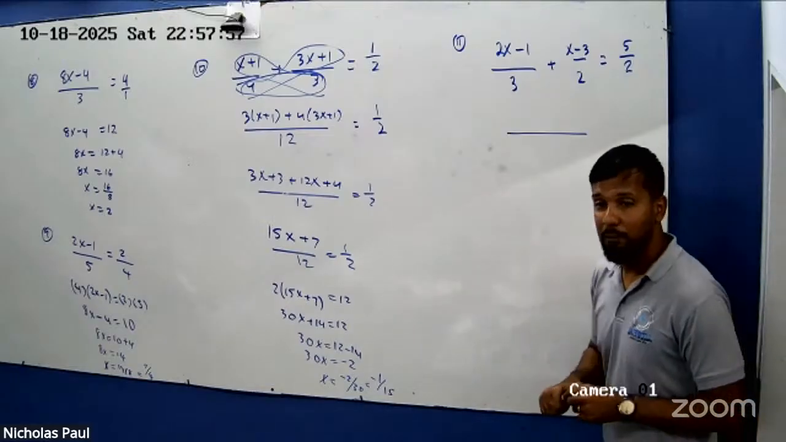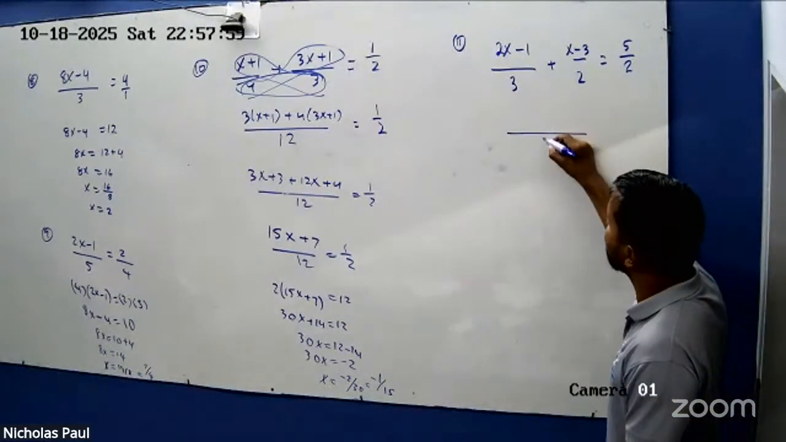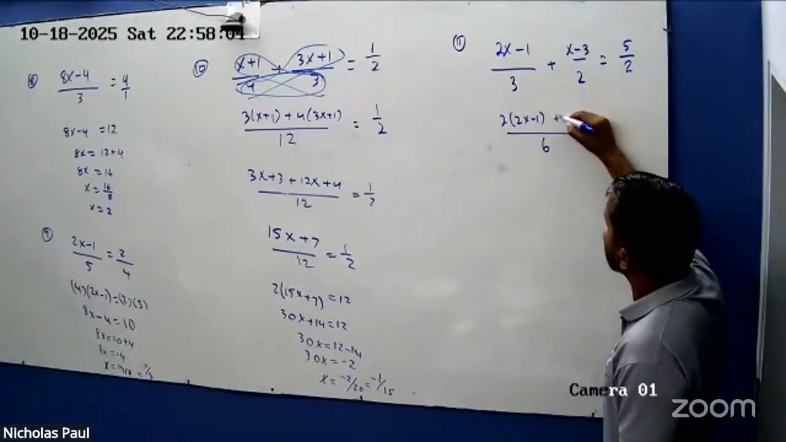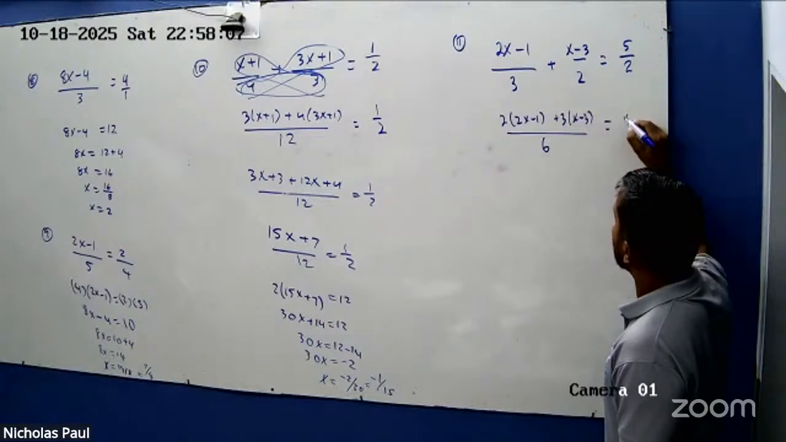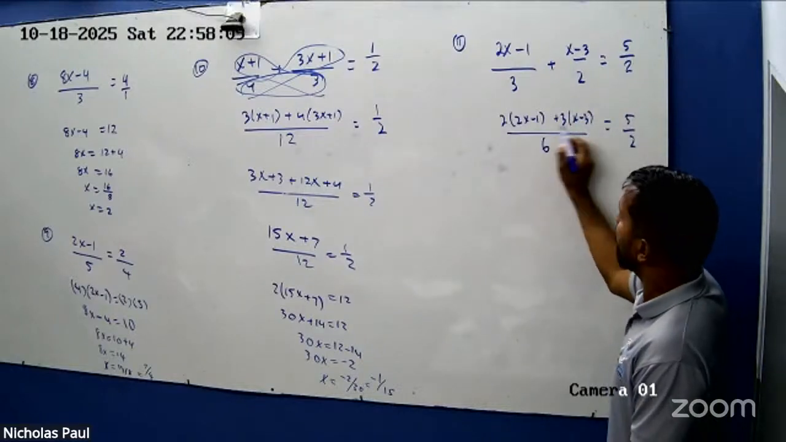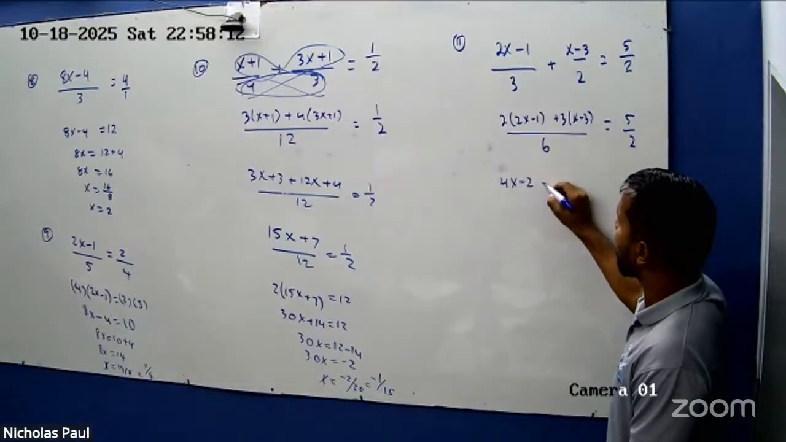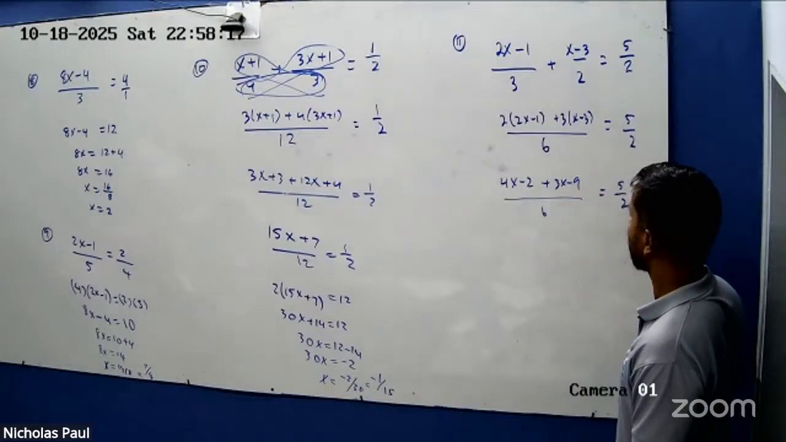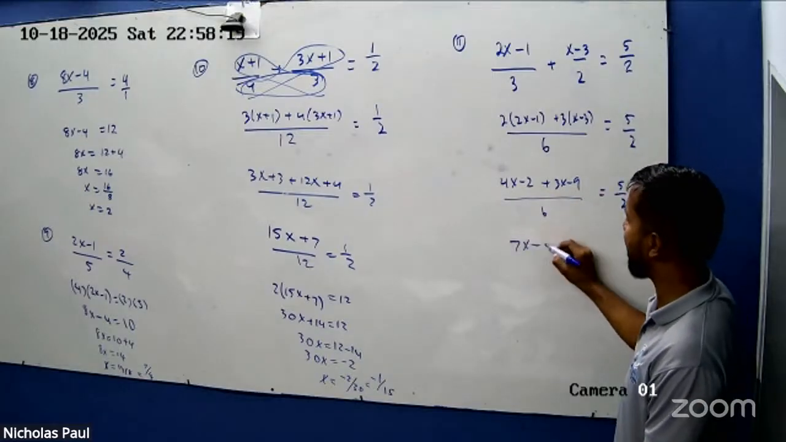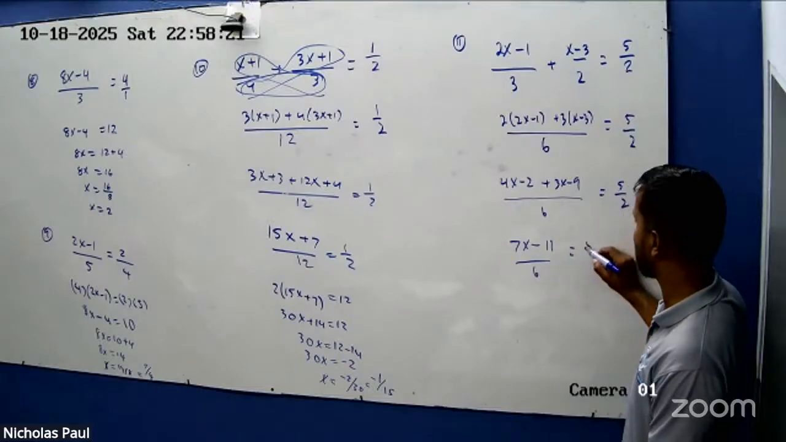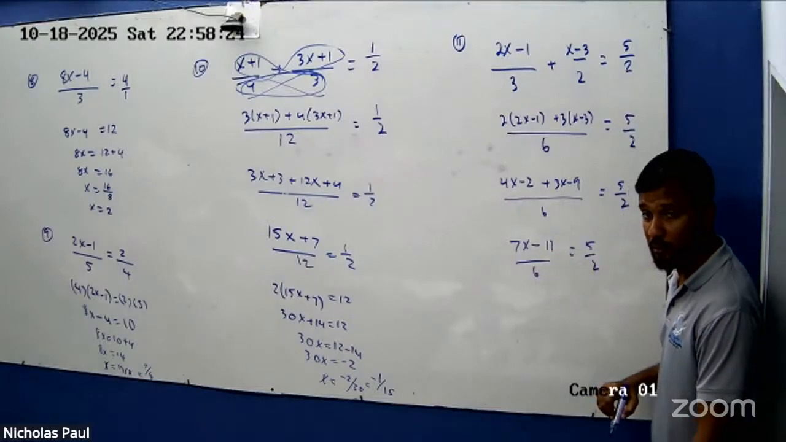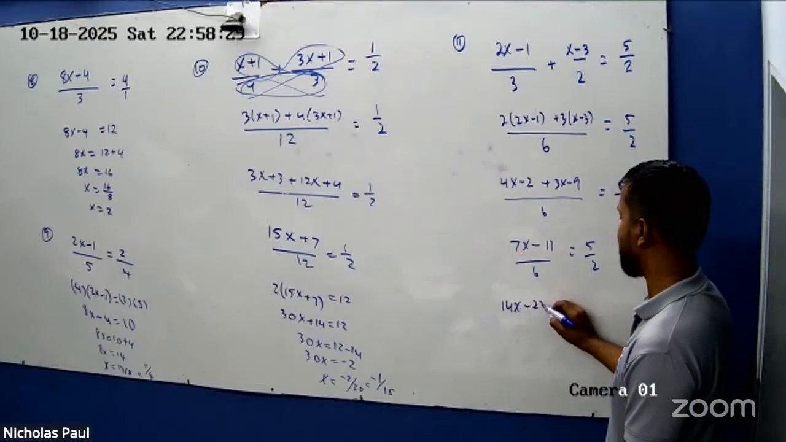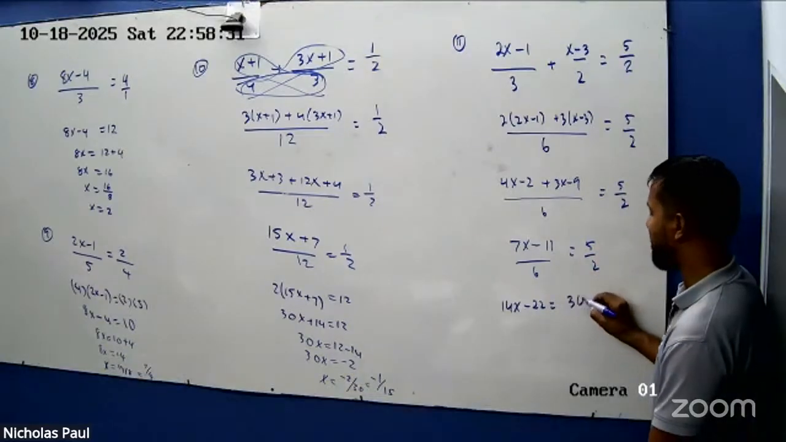Alright, last thing and we done. 3 by 2, 2 by this, 3 by this, all over 5 and 2. Work on the top, you'll get 4x minus 2, 3x minus 9 all over 6. Simplify here, you'll get 7x minus 11 over 6. Multiply this by 2, you'll get 14x minus 22. 6 by 5 is 30.